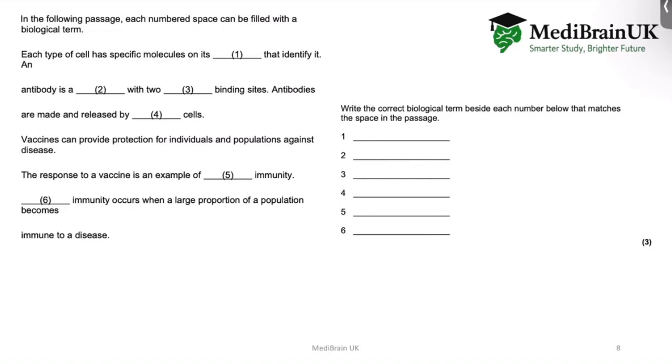So this is our first exam question. It says, in the following passage, each numbered space can be filled with a biological term. Write the correct biological term beside each number below that matches the space in the passage.